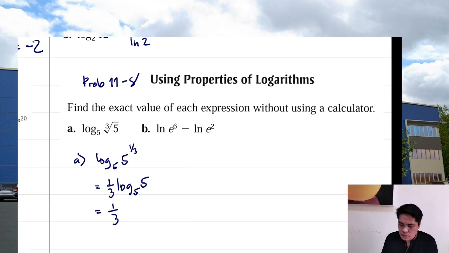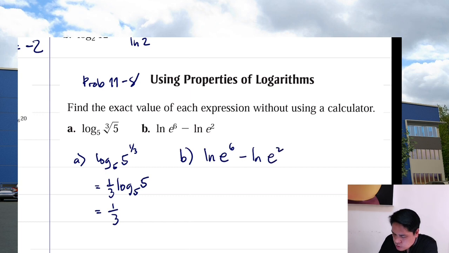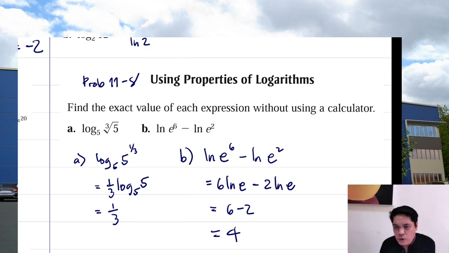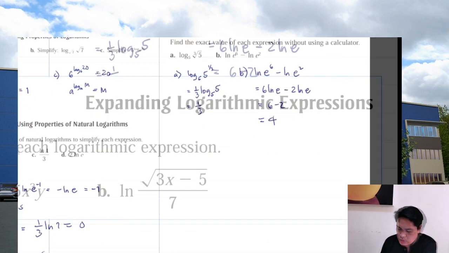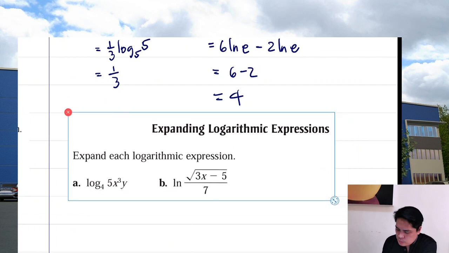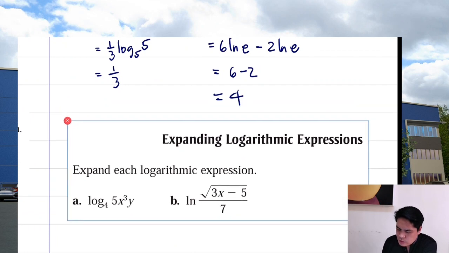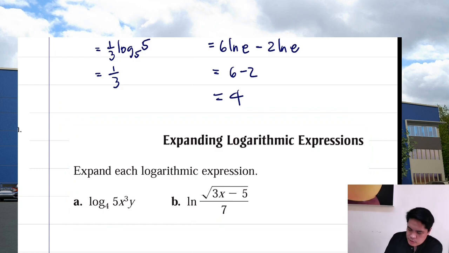No calculator needed. For letter B, we have ln exponential 6 minus ln exponential 2, or ln e squared. So again, itong exponent, maging coefficient, so we'll have 6 ln e minus 2 ln e. And we know that ln e is equal to 1. So this would be equal to 6 minus 2. The answer is 4. Napakadali. Expanding logarithmic expression. So just applying the properties of logarithm that we've discussed in the previous pages. Let's just expand these logarithms. So this is problem 11-9.